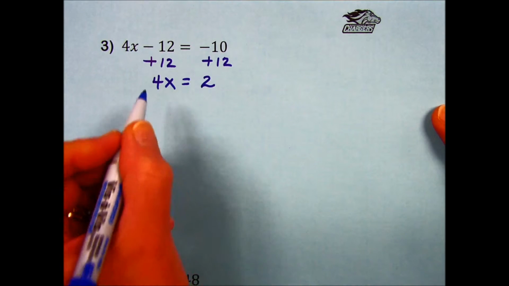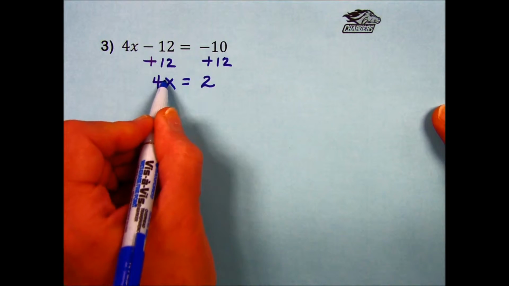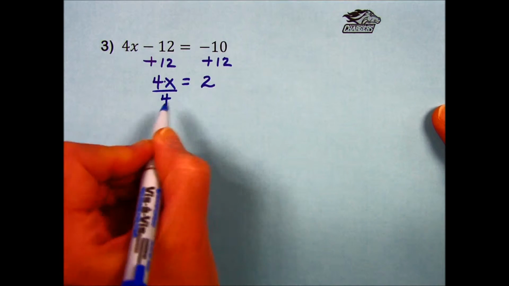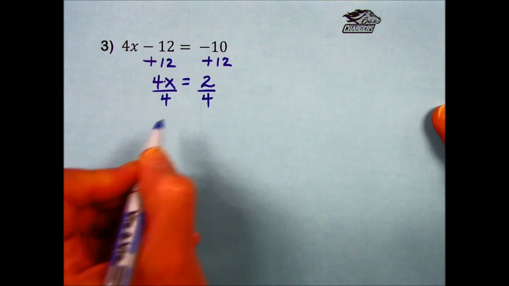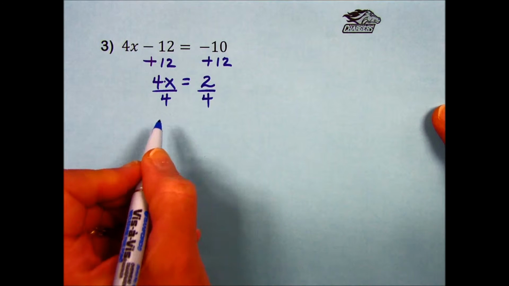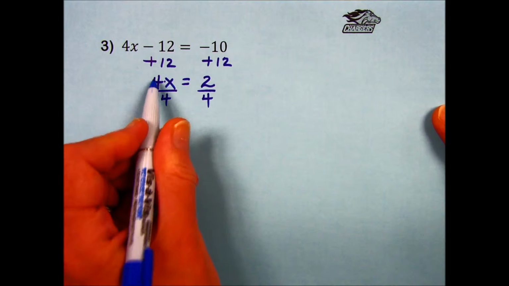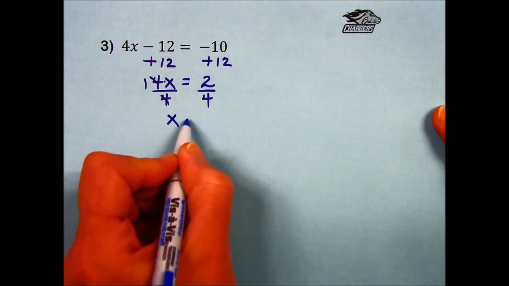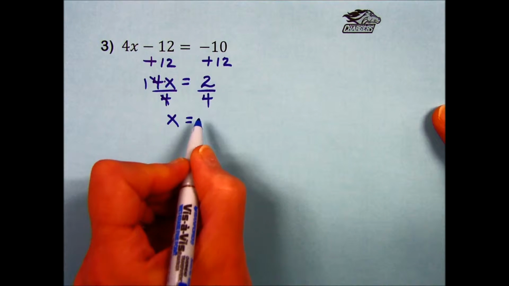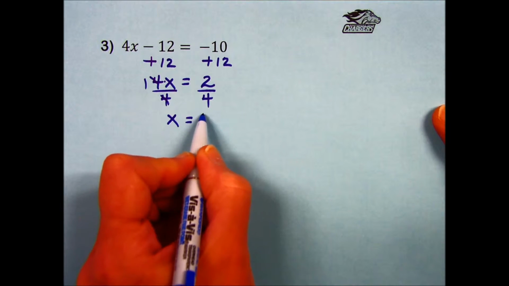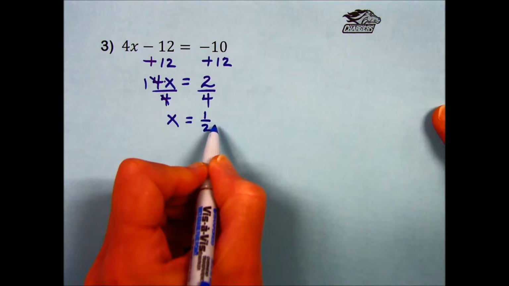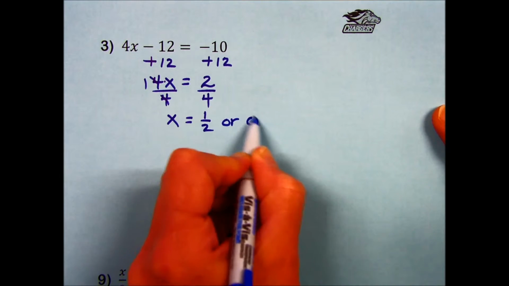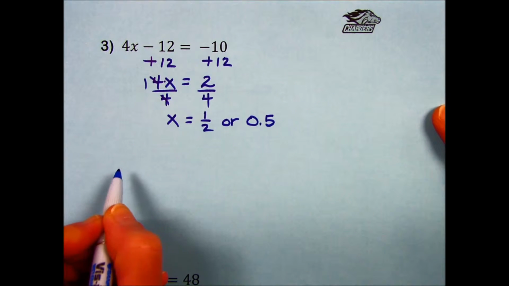The only thing left on the variable is a multiplication by 4. That'll be countered or undone with a division by 4, leaving us with 4 divided by 4 is a 1. 1 times x is an x. And reducing the fraction, 2 divided by 4, or 2/4, is 1/2, or perhaps written as the decimal 0.5.